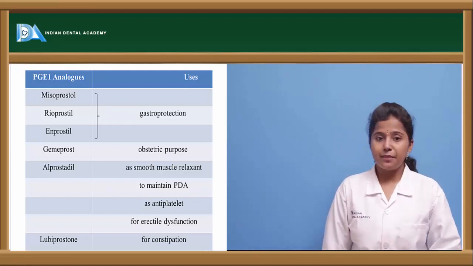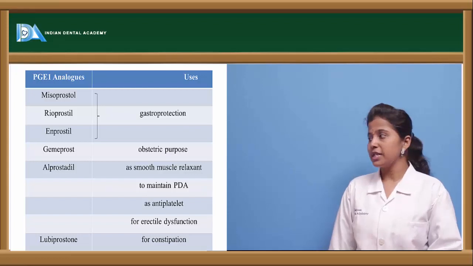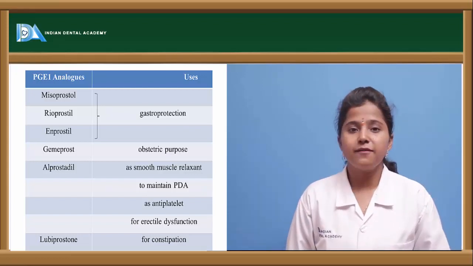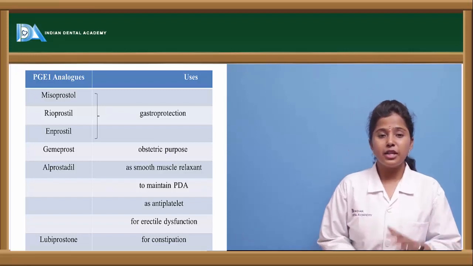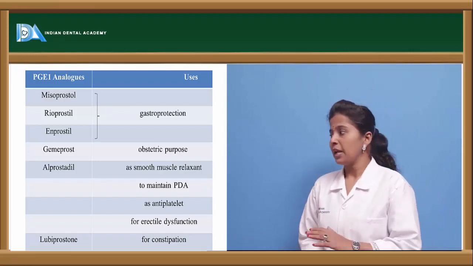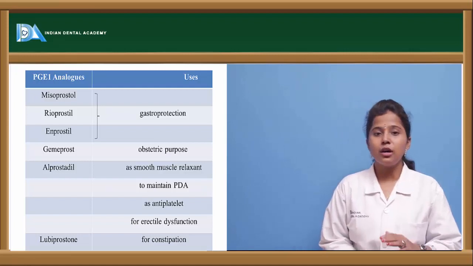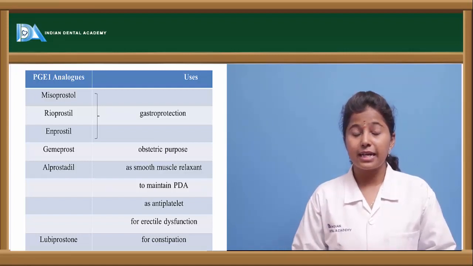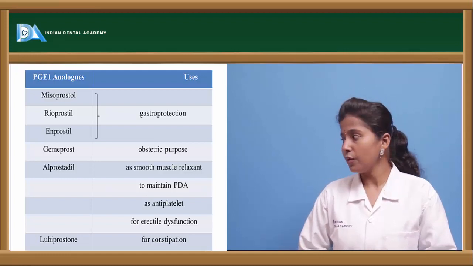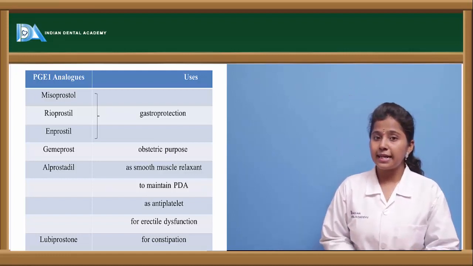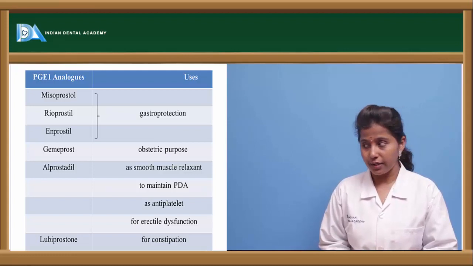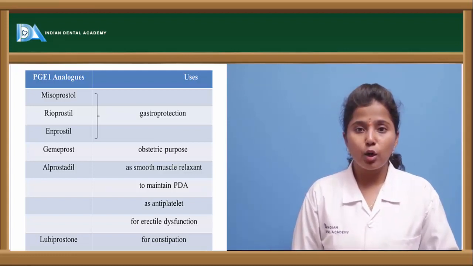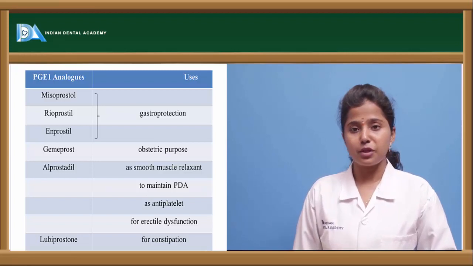And gemeprost is such a kind of PGE1 analog which is used for obstetric purposes. And alprostadil is a PGE1 analog which is used as a smooth muscle relaxant. It is used in impotence also, as well as an antiplatelet agent. And lubiprostone is a PGE1 analog which is mainly used for constipation.